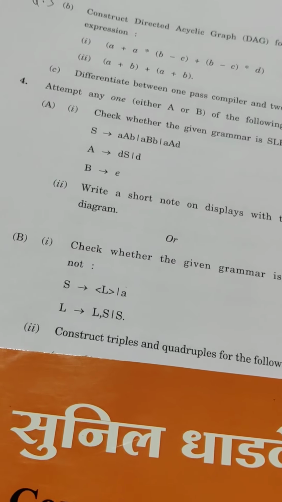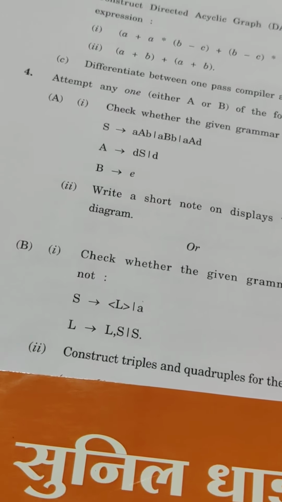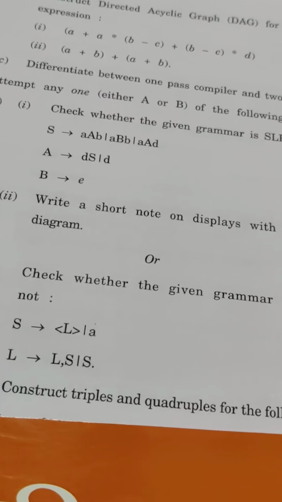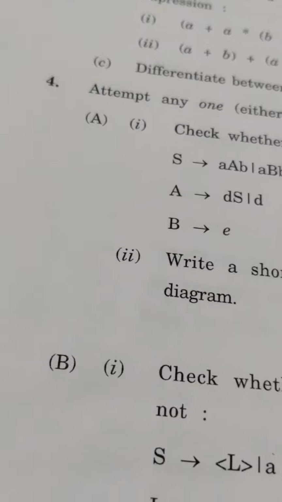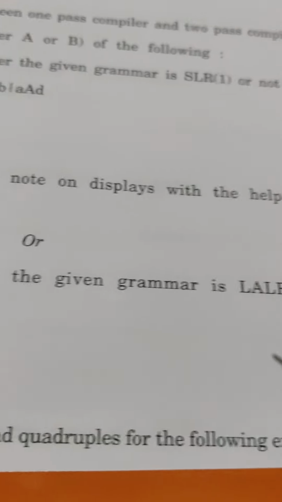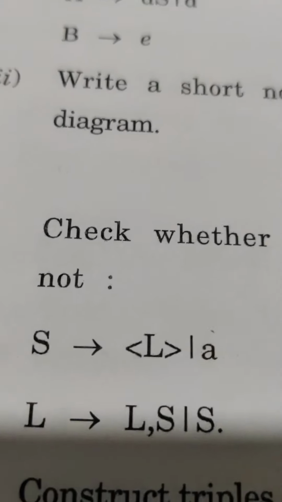Hello friends, in this video we will be discussing this complicated problem of LALR. It's from the October 2017 paper. It's question 4B and it's worth 6 marks. It's saying: check whether the given grammar is LALR(1) or not. This is the grammar given to us.